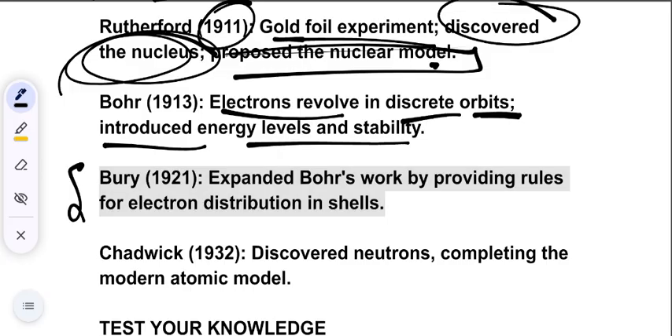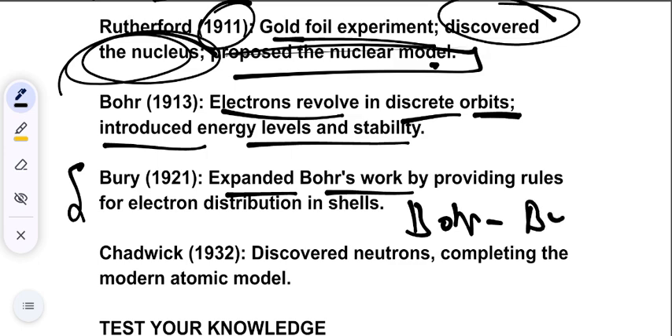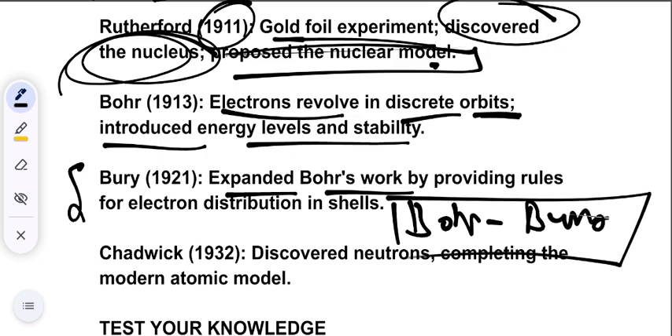Now, Bohr-Bury you read in a combined form, but no, they are separate. Here you will read that Bury expanded Bohr's work. That's why we call it the Bohr-Bury scheme. Bohr-Bury is not the name of one person. He expanded Bohr's work by providing rules for electron distribution in shells. That's why it was written Bohr-Bury scheme. Here Bohr's theory was also included and Bury's theory was also included.